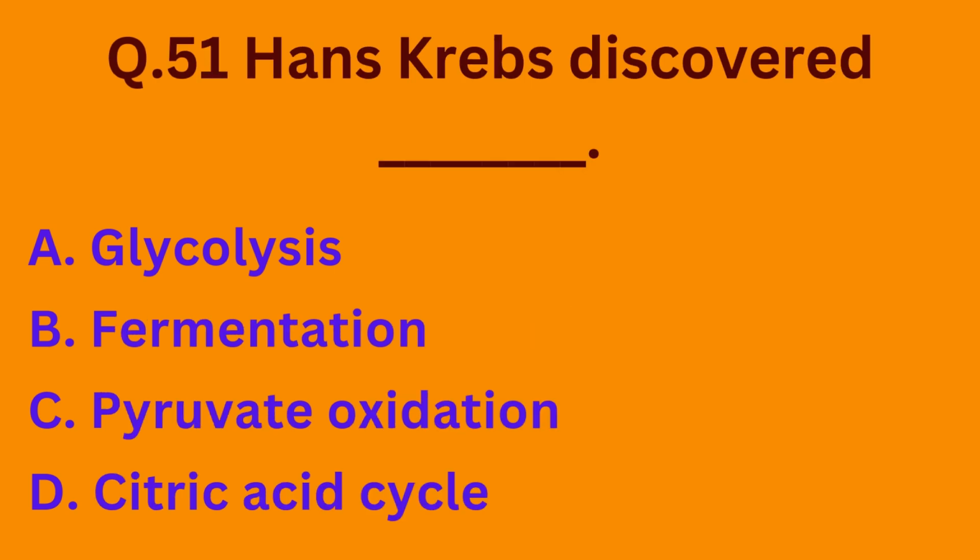Question number 51. Hans Krebs discovered option A, glycolysis, option B, fermentation, option C, pyruvate oxidation, option D, citric acid cycle. So Hans Krebs discovered citric acid cycle. The correct option is option D.